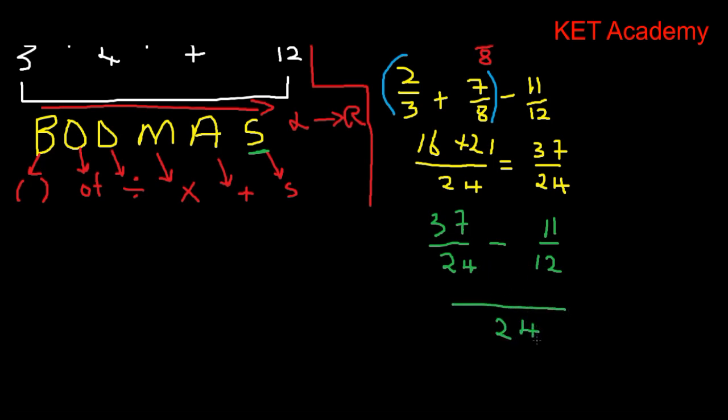So now we have 24 divided by 24 is 1, times 37 will give us 37, minus 24 divided by 12 is 2, times 11 is 22. So we are going to simply do our subtraction. So 37 minus 22 will give us 15 on 24. So that's our final answer.